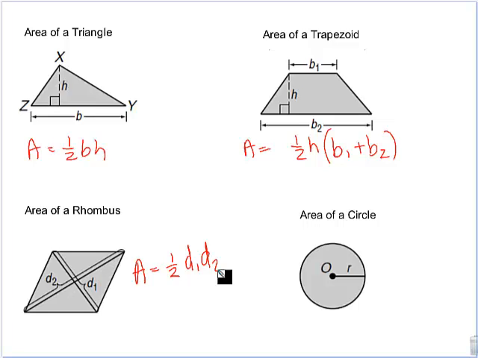The circumference is 2 pi r, but what's the area? Pi r squared? Yeah, pi r squared. Area is pi r squared. Remember that. You guys remember that one now? I remember the rest of this.